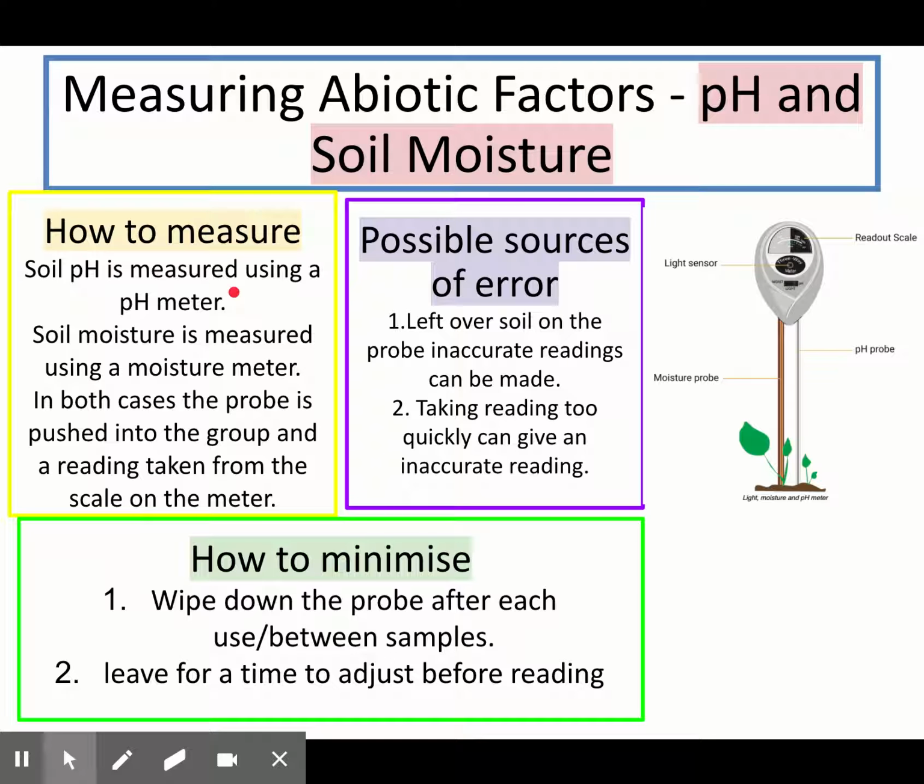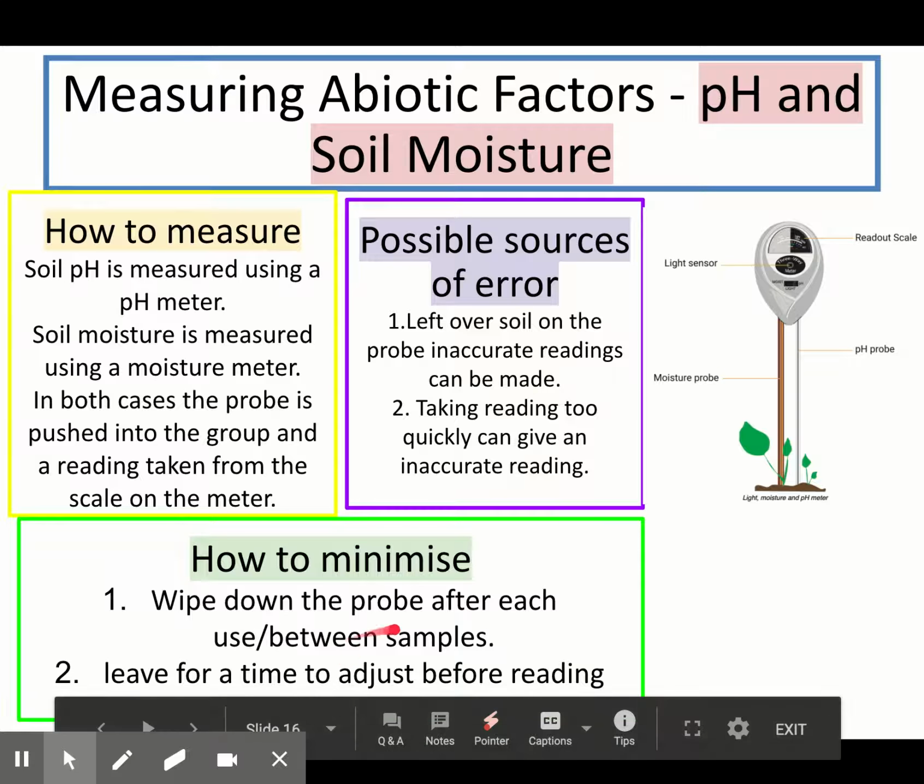If we want to measure soil pH, we use the pH probe or pH meter. If I want to measure soil moisture, I measure it using a moisture meter. In both cases, this probe is pushed into the ground and a reading is taken from the scale on the meter. Now, a possible source of error here is that leftover soil can be on the probe and give an inaccurate reading, just like in our last example. And again, my way to minimise that would be to wipe down the probe after each use or between samples.